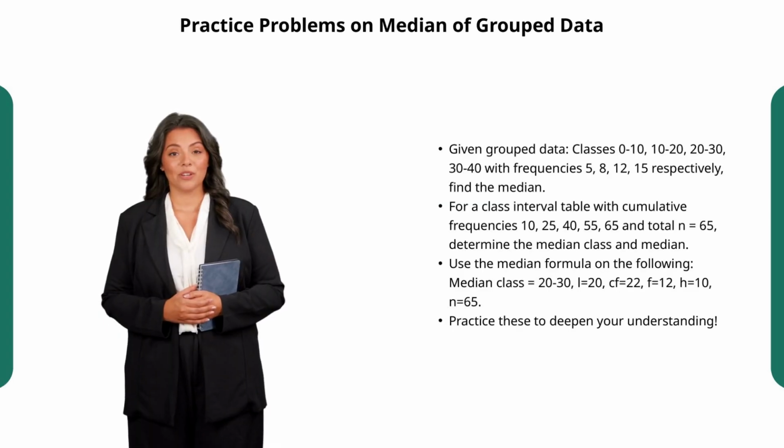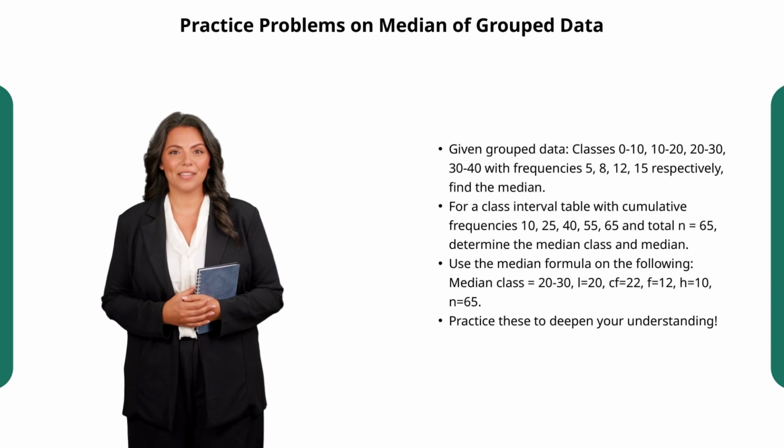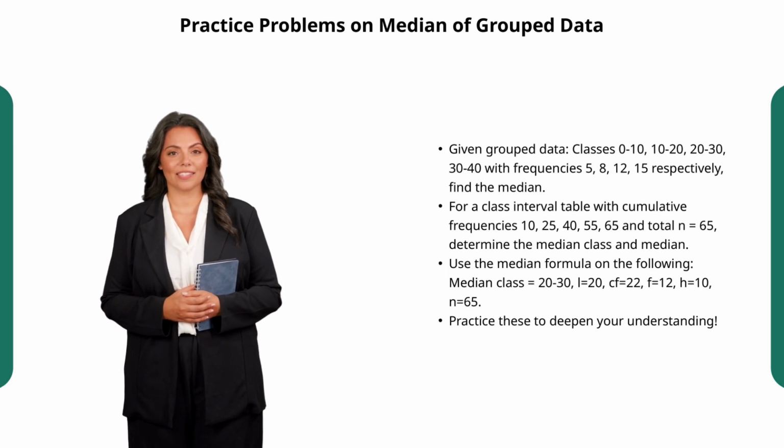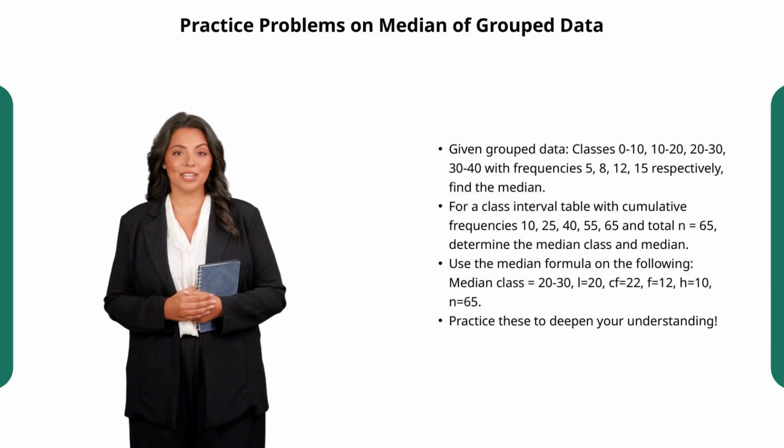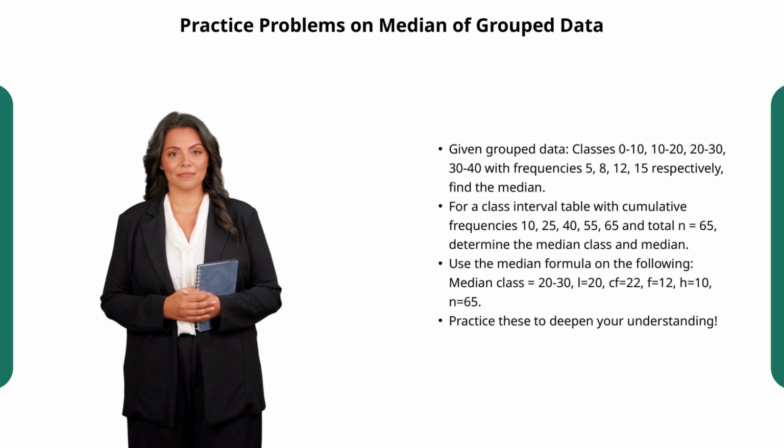Now it's time for you to apply what you've learned. Let's try some practice problems on finding the median of grouped data. First, you have a frequency distribution with classes from 0 to 10, 10 to 20, 20 to 30, and 30 to 40. The corresponding frequencies are 5, 8, 12, and 15. Find the median for this dataset.